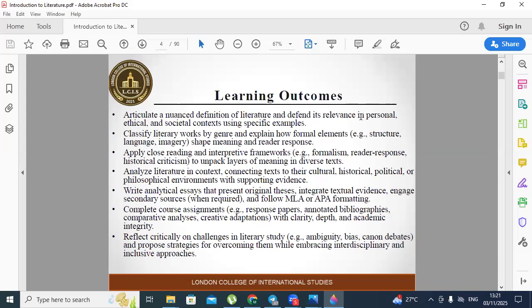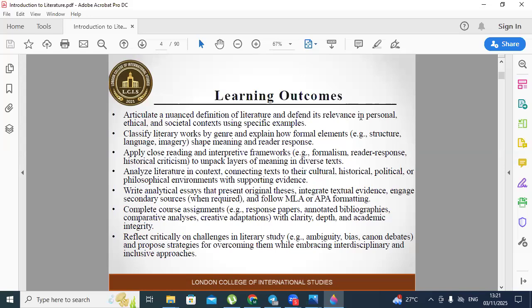You will write analytical essays presenting original thesis statements and integrating textual evidence, engaging secondary sources when required, and following MLA or APA formatting conventions. You will complete various course assignments, response papers, annotated bibliographies, comparative analyses, and creative adaptations with clarity, depth, and academic integrity.